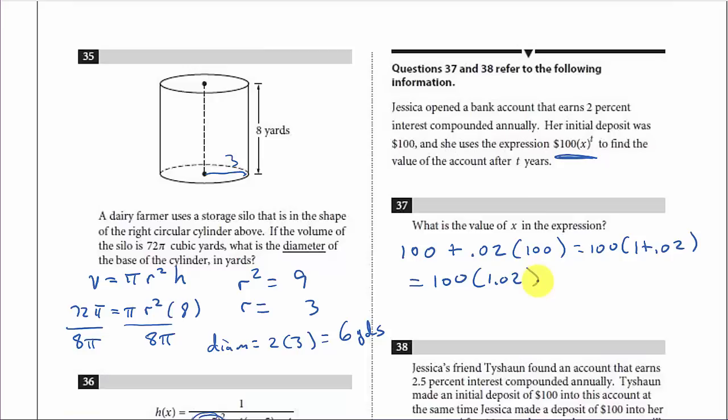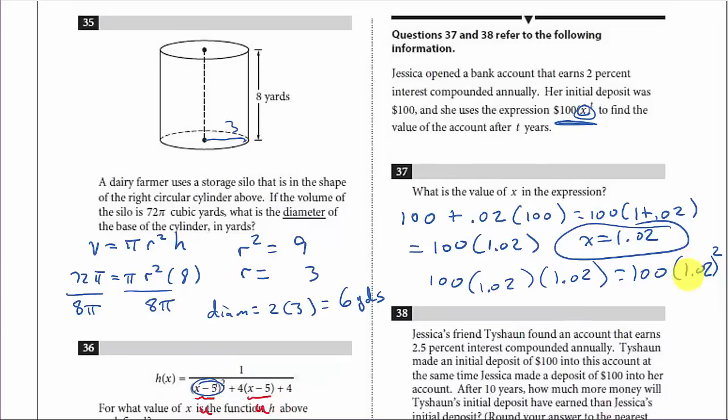Okay, now think about it. If it goes another year, that would be 100 times 1.02 for 1 year, and then another year would be 100 times 1.02 squared, right? If you keep going, a third year, you're going to have another 1.02 and so on. So what they're wanting to know is, what is this x value here? Well, x is 1.02, and that's your answer.